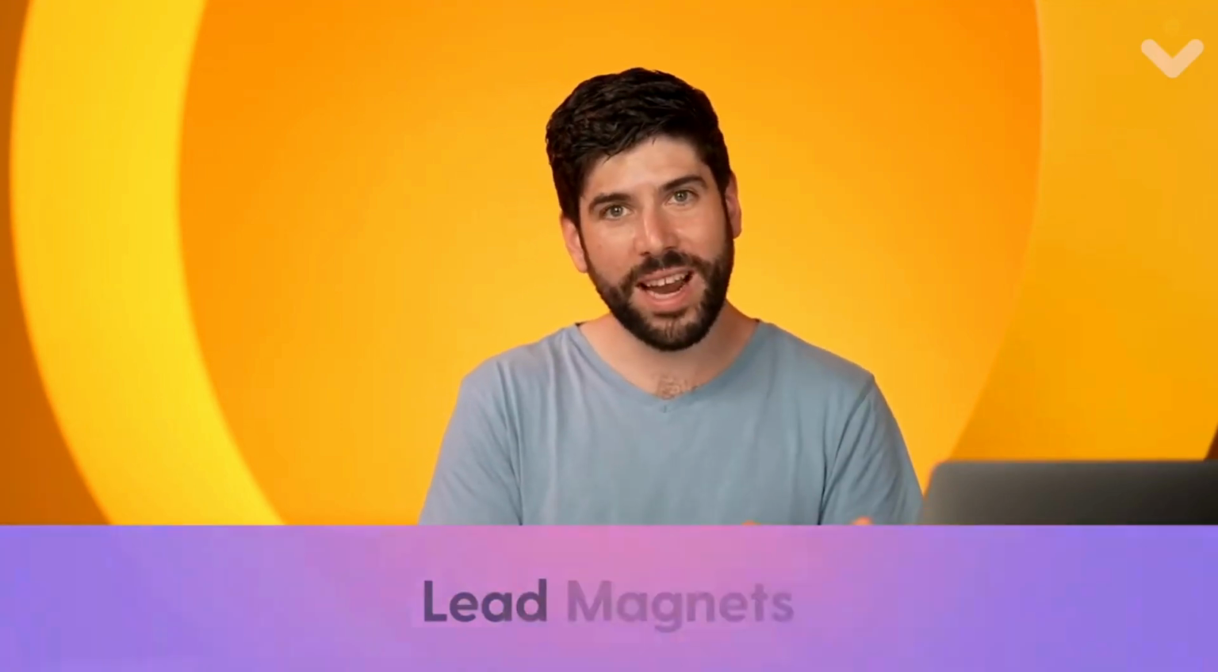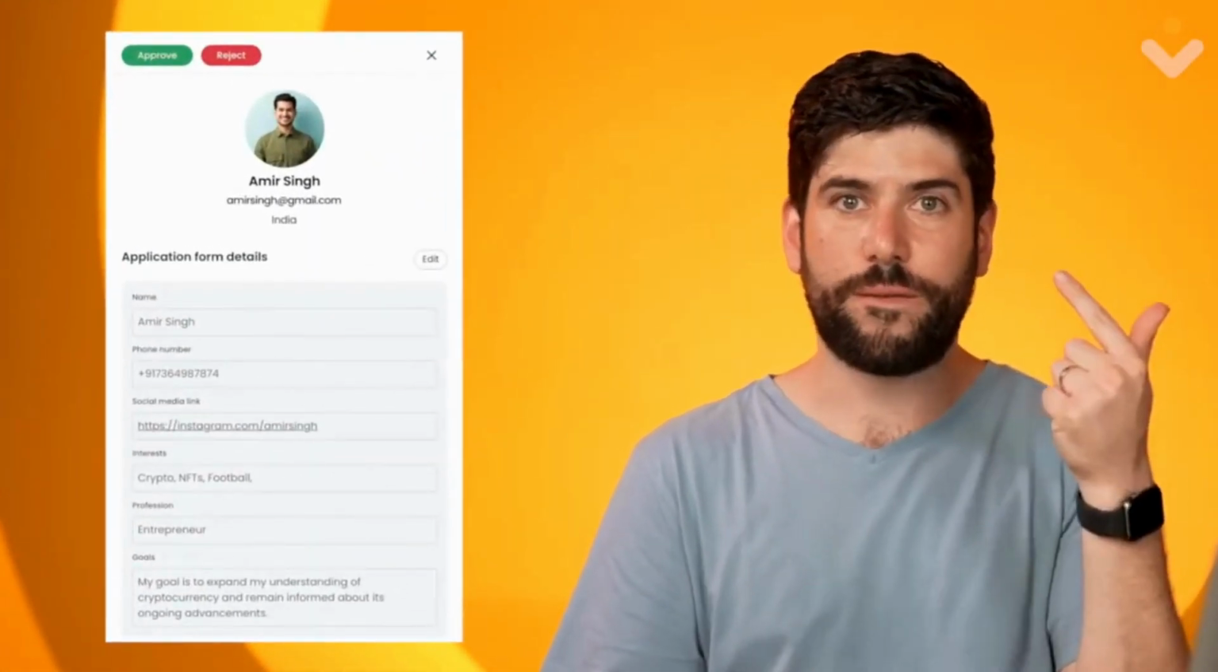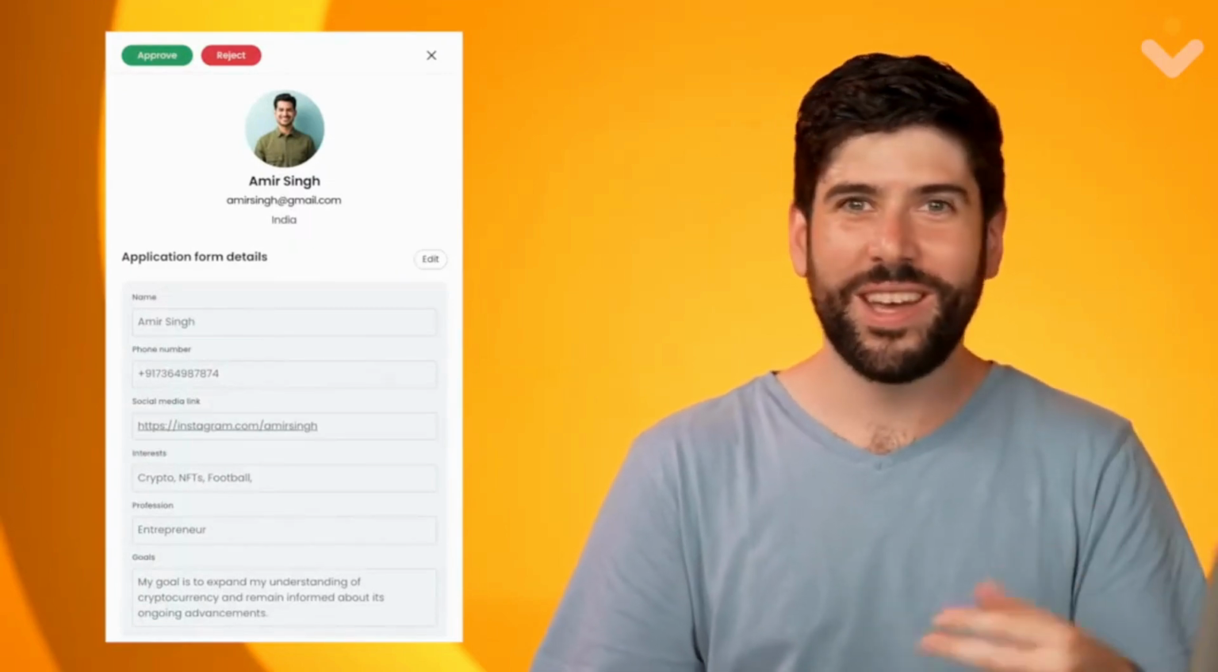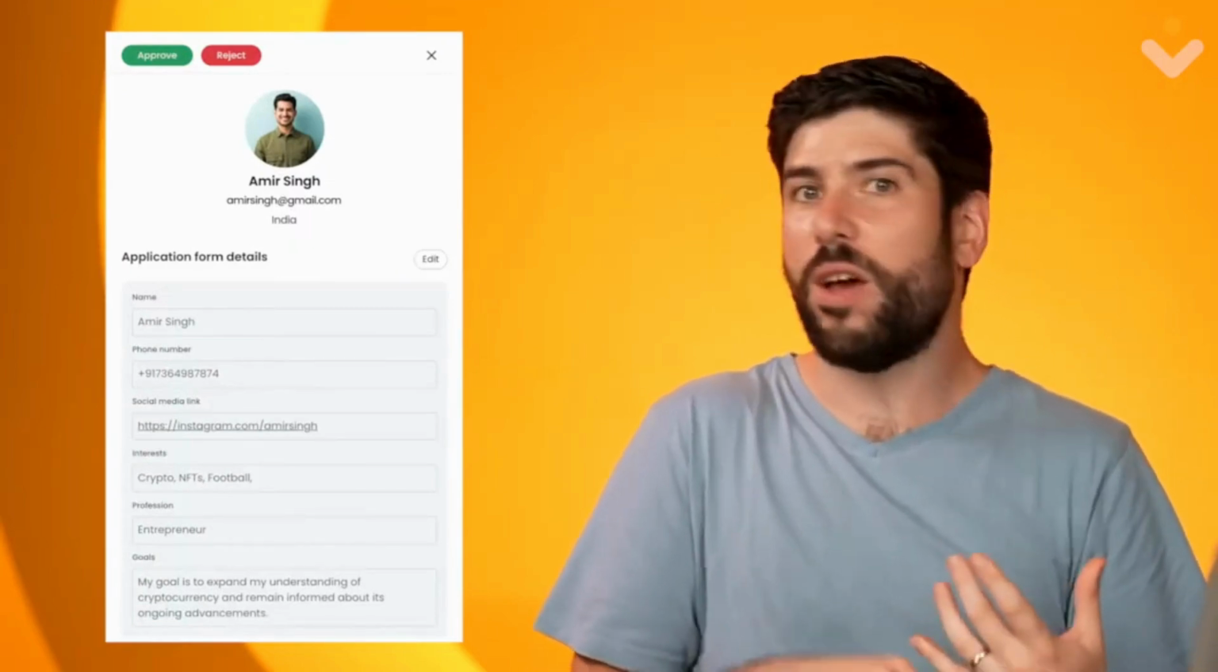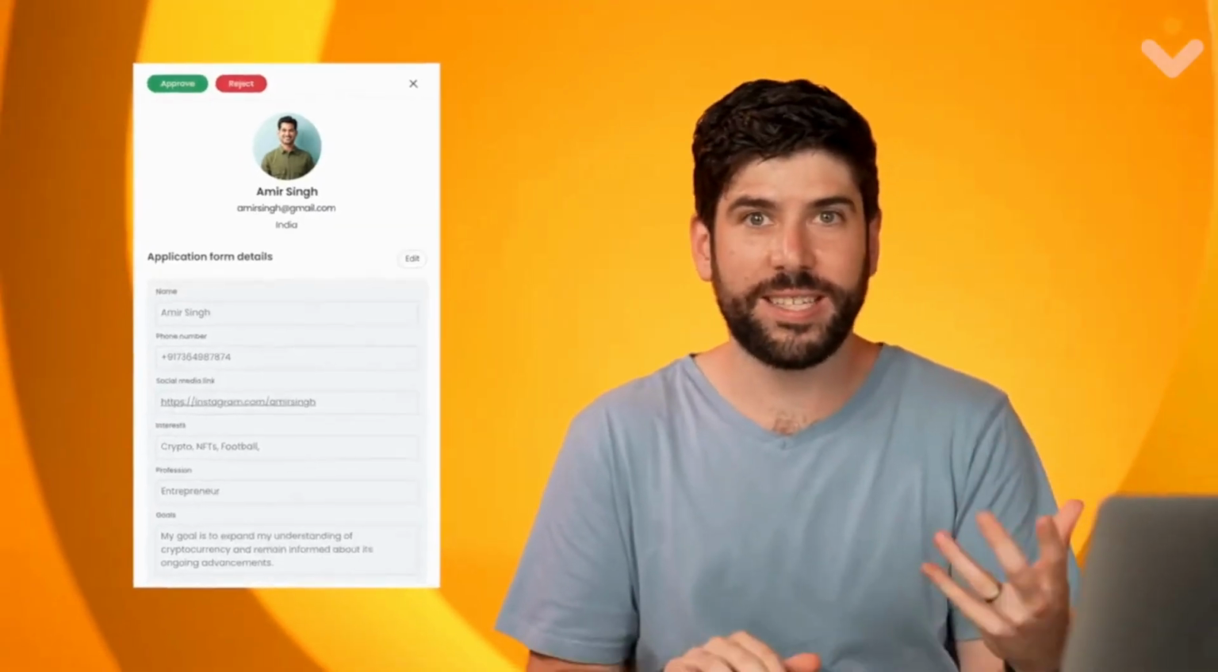Why are they called lead magnets? Because they provide a place to capture the lead. The lead is your potential community member. Capturing a lead can be capturing their email address, their phone number, their name, their country, or even things like what are they interested in? What's their LinkedIn? Once you capture that lead, the good news is that you can have many opportunities to convince them to buy your products.